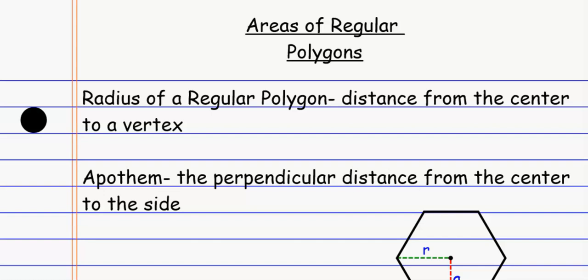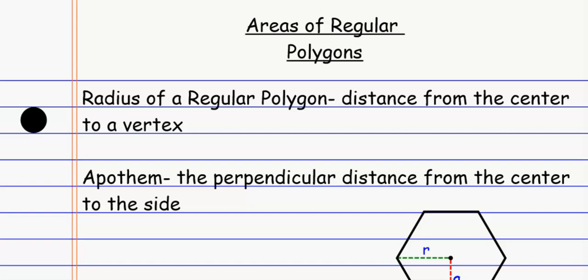Hi there, folks. Today we're looking at areas of regular polygons, all right? And a regular polygon, remember, is a polygon where all the sides are congruent and all the angles are congruent as well. So one of the regular polygons we've looked at extensively would be something like an equilateral triangle. All the sides are congruent, all the angles are 60 degrees, all right?